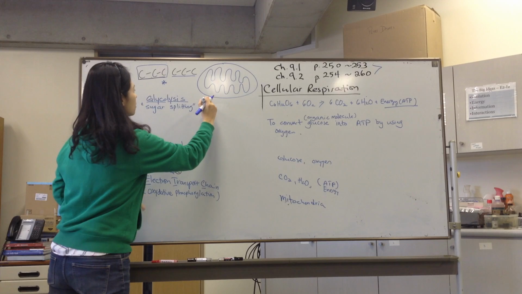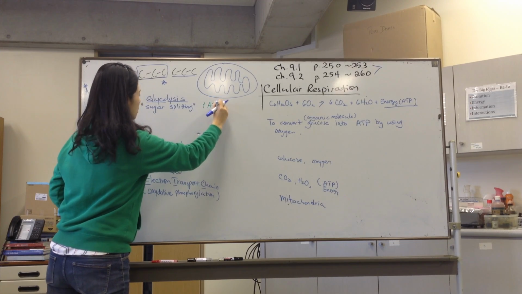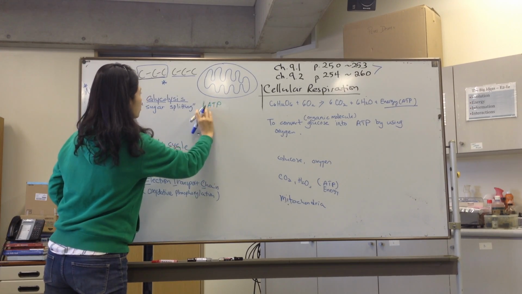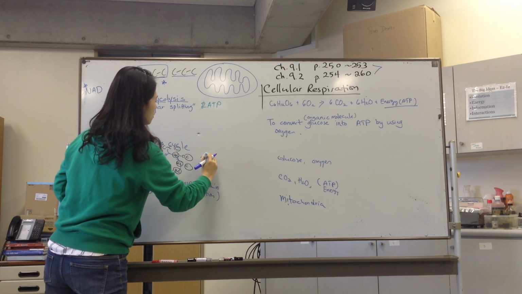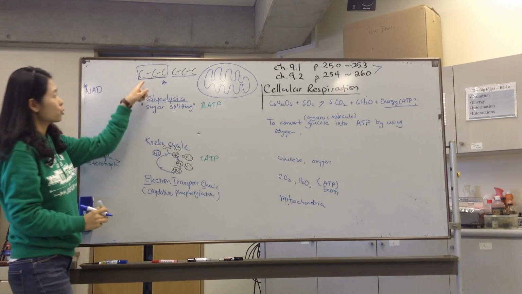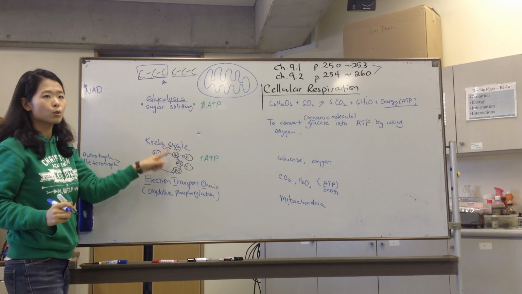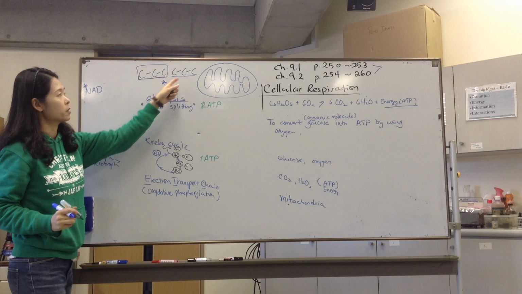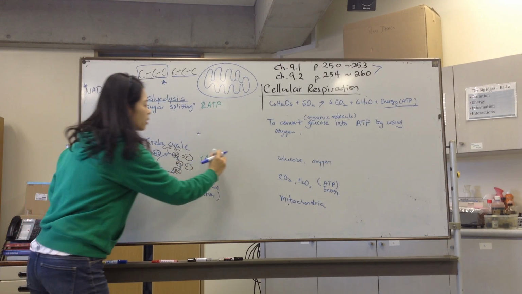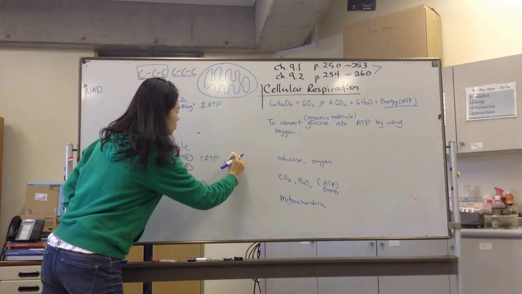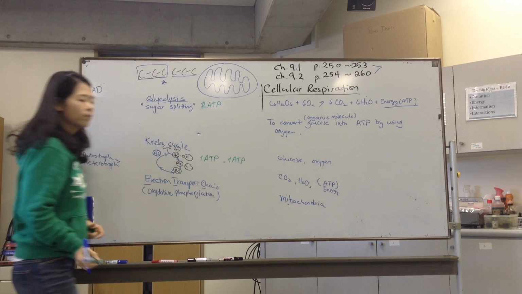Let's write this in green. Oh, sorry, 2. Since there are two 3-carbon molecules, it will go through the cycle twice, right? Once for this and once for that. And in total, you will have 2, right?